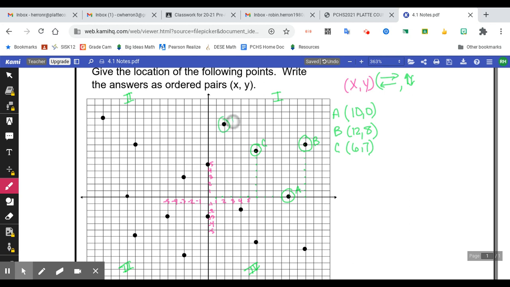Now, this one up here is letter D. And we've got 1, 2 for X. And then 1, 2, 3, 4, 5, 6, 7, 8, 9, 10, 11 for the Y. So 2, 11.